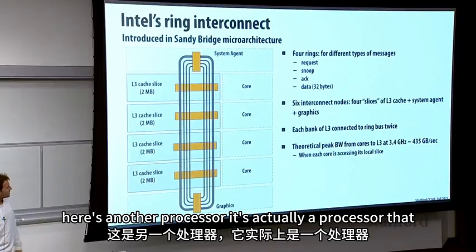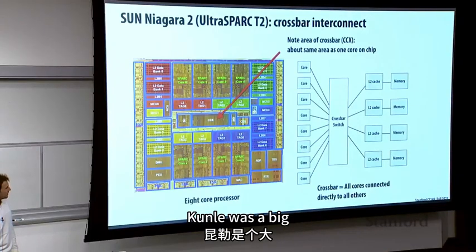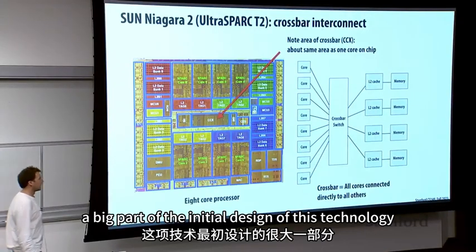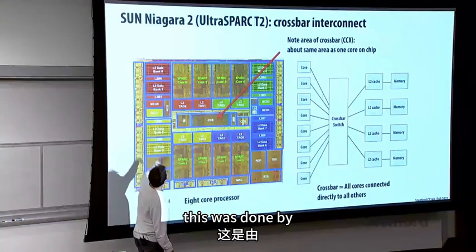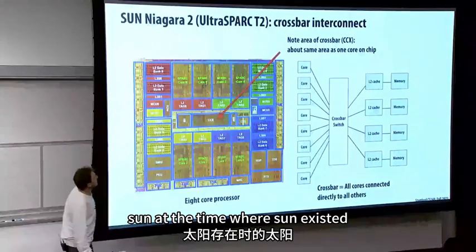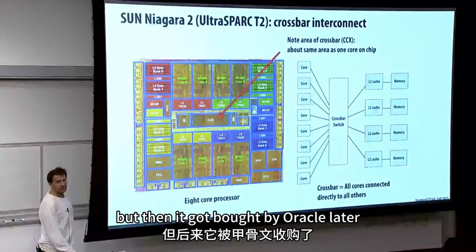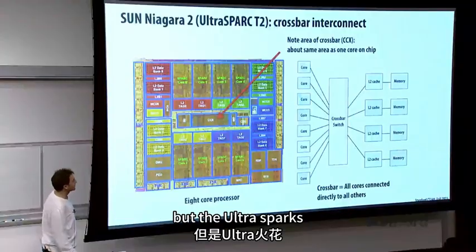Here's another processor. Kunle was a big part of the initial design of this technology. This was done by Sun, back when Sun existed. Then it got bought by Oracle later, but the UltraSPARC.